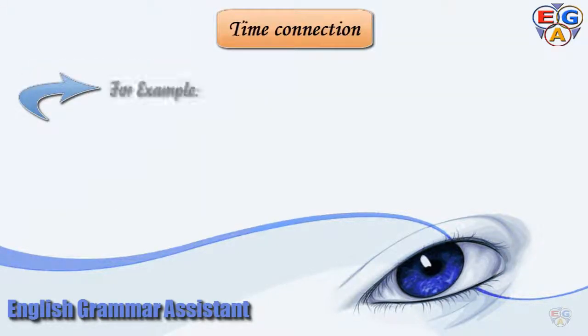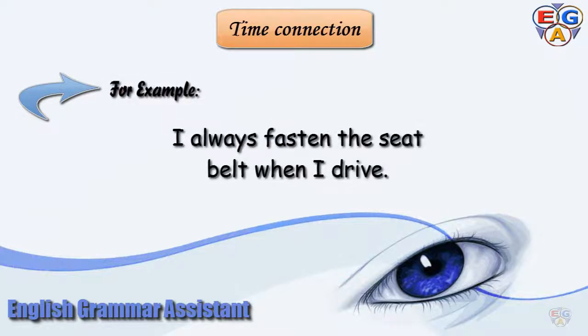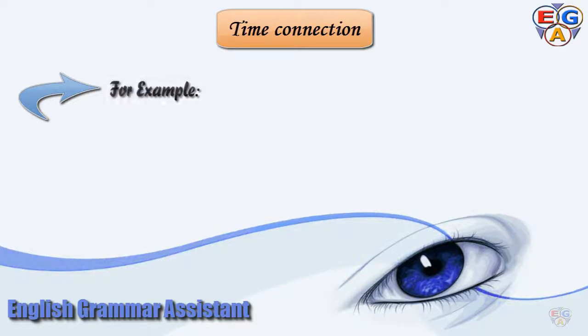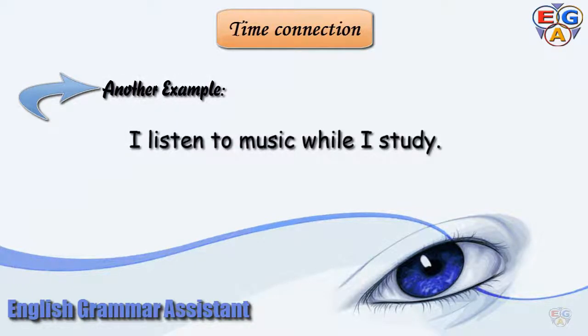Time connection. For example, I always fasten the seat belt when I drive. When I drive here is the adverb clause, and it relates to the main clause in time. The connector of this adverb clause is when. Another example. I listen to music while I study. While I study here is the adverb clause, and it relates to the main clause in time. The connector of this adverb clause is while.